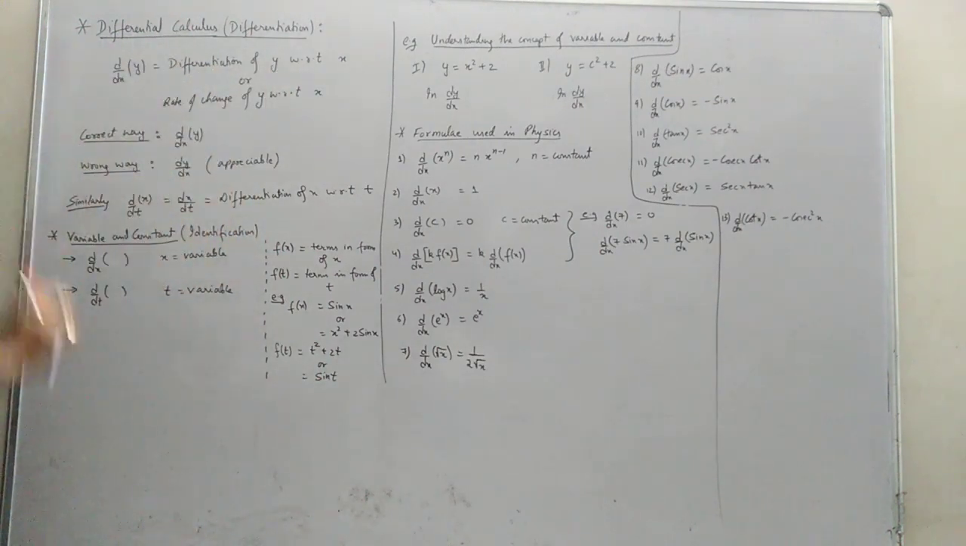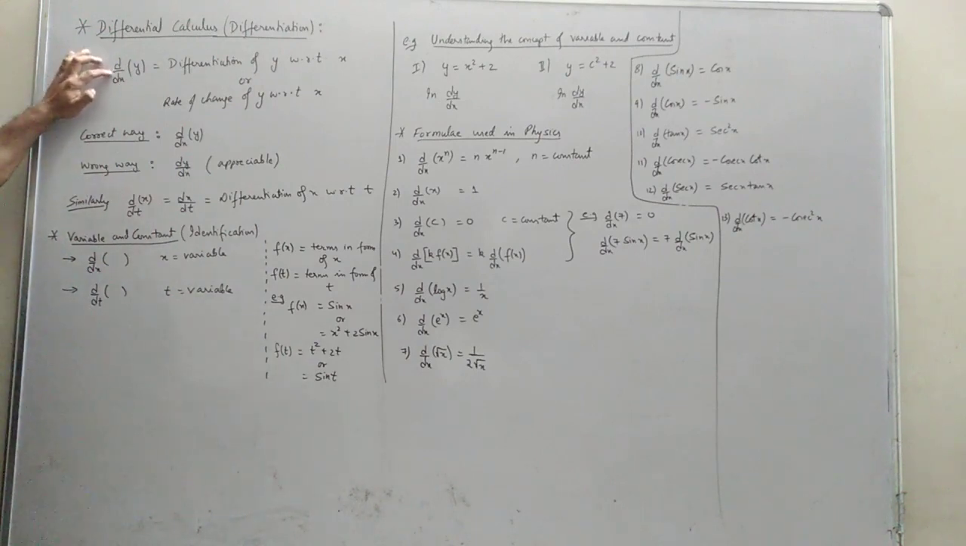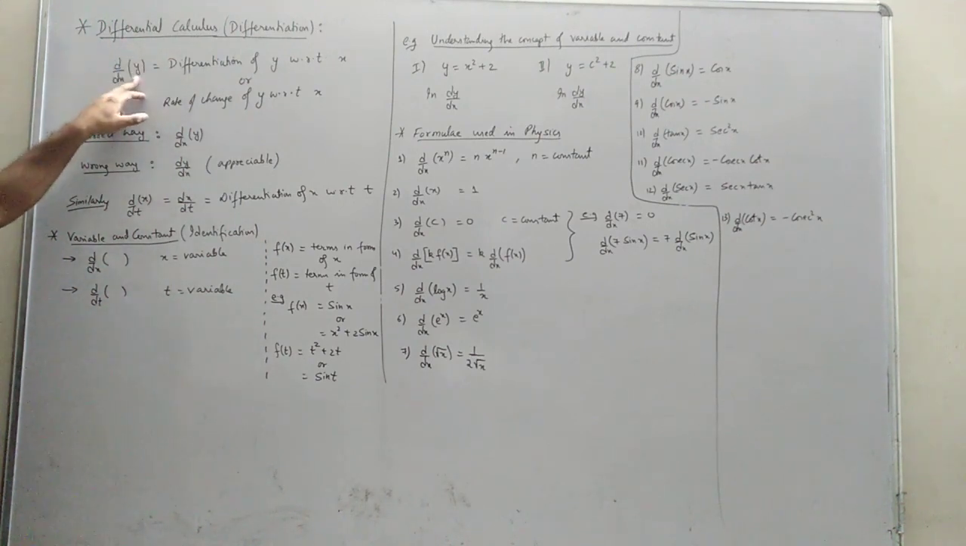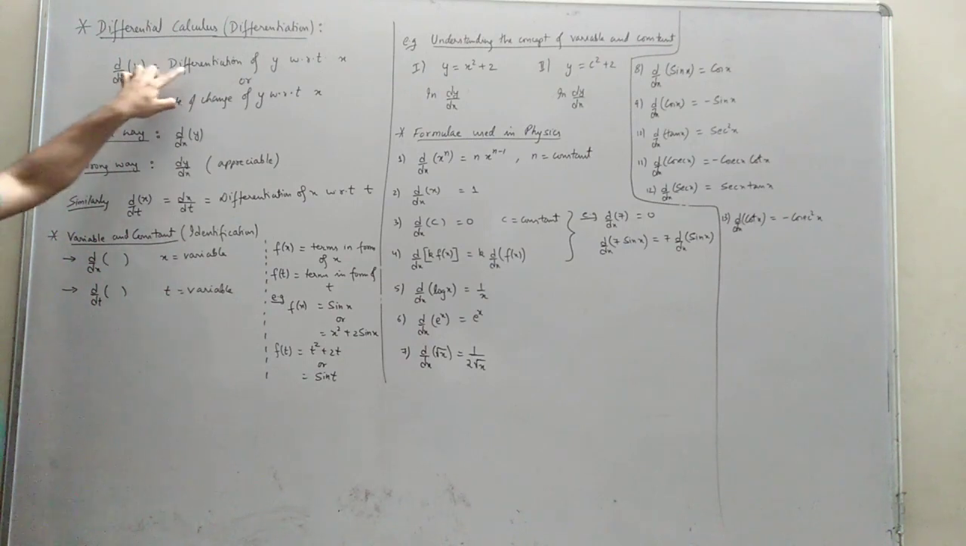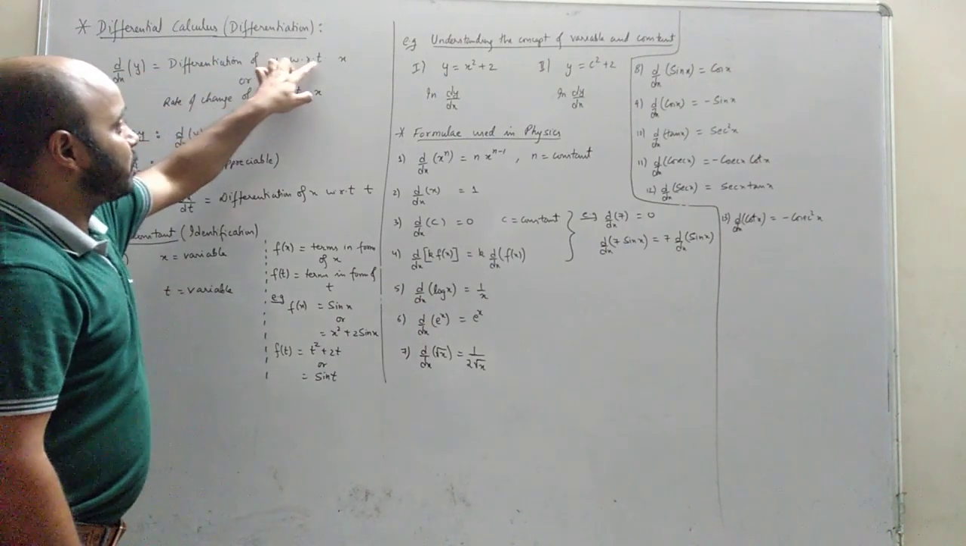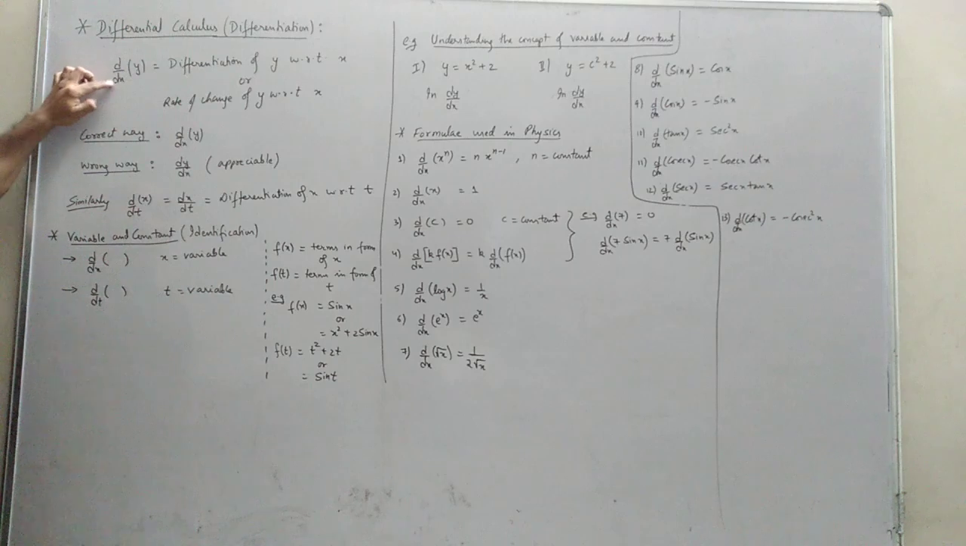How to write it? We write like this: d by dx of y. D by dx we write all together, then y outside the bracket. The writing method is very important. How to read it? Differentiation of y with respect to x. That means the denominator we have x, so that is with respect to. So, differentiation of y with respect to x.